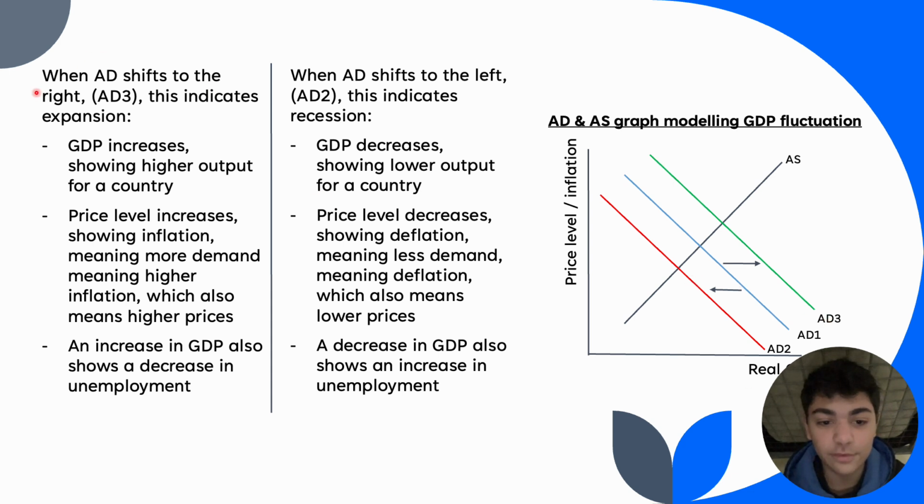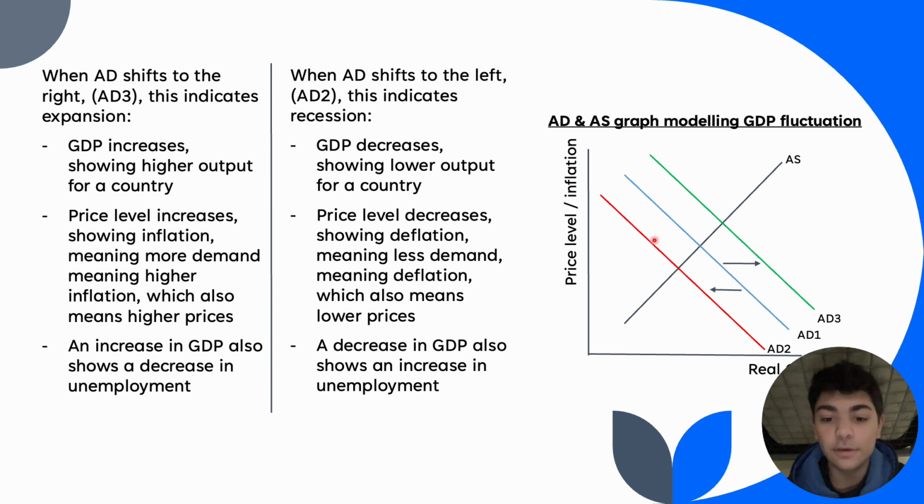So when aggregated demand shifts to the right, this indicates expansion. Now this is because real GDP is increasing. GDP is right there. So it will be going to the right, and this means that the country has a higher output. Now this also means that price levels are increasing due to inflation happening, and this also means higher demand, which means higher prices. And also an increase in GDP also shows a decrease in unemployment. This is because more workers are needed to combat the higher demand, which means the equilibrium will move from here up to here.